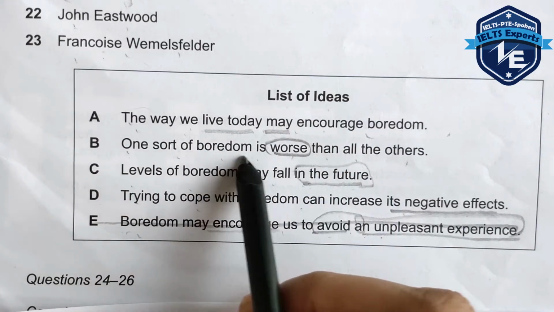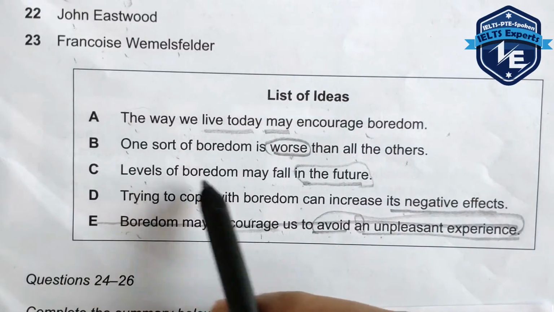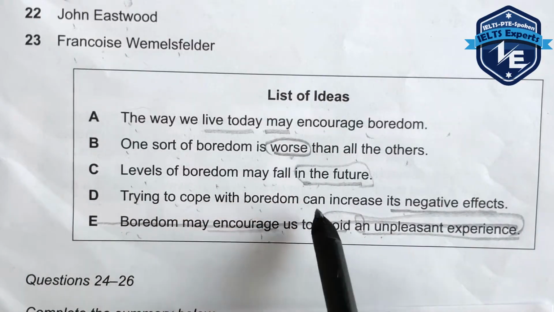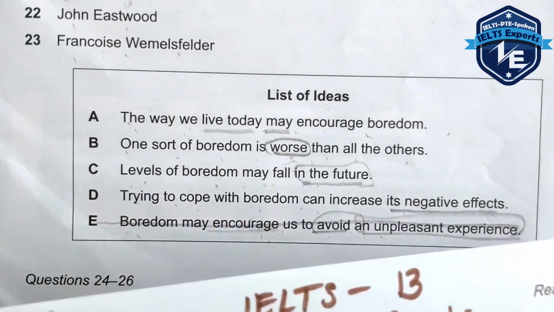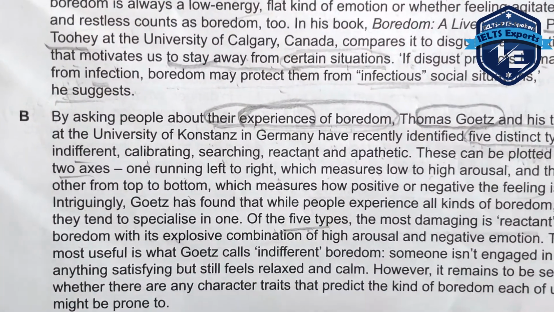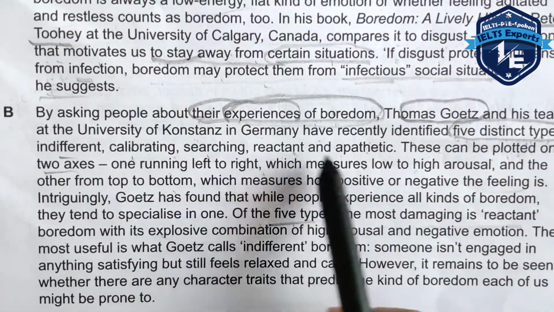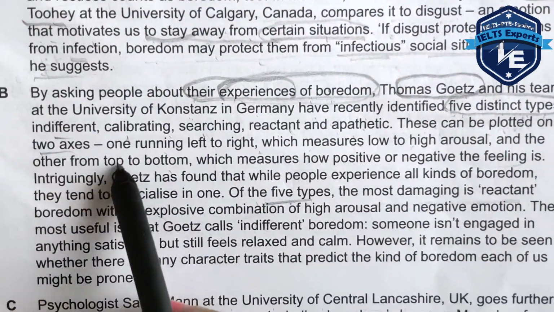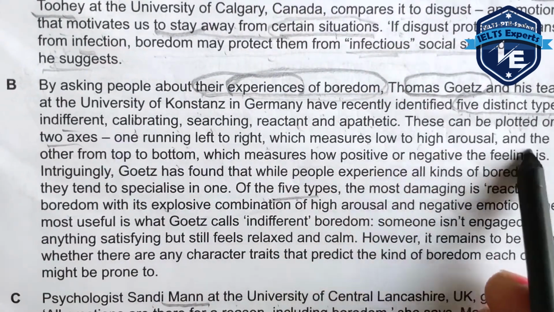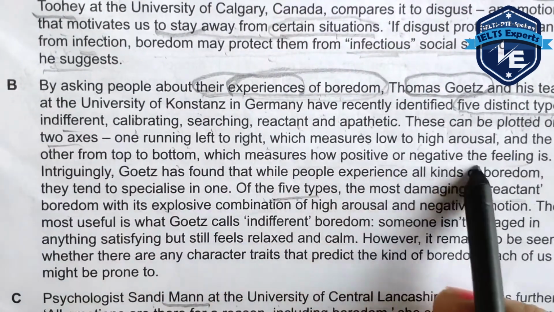No one sort of boredom is worse than all others. Levels of boredom may fall trying to cope with. I think this is the option. Let's read the paragraph. Their options: searching, reactant. These can be plotted on two axes, one running left to right, which measures positive and negative.